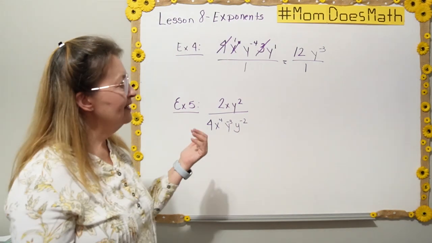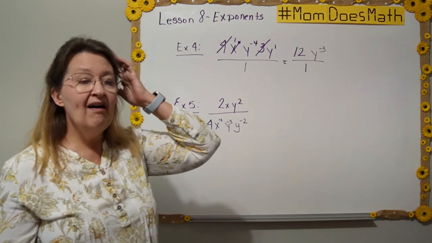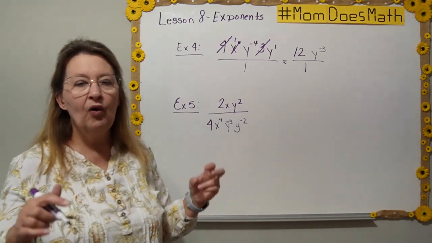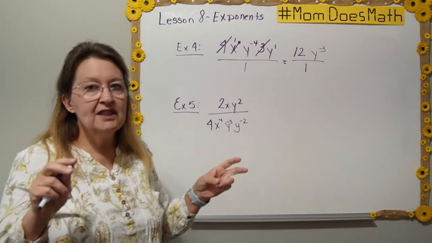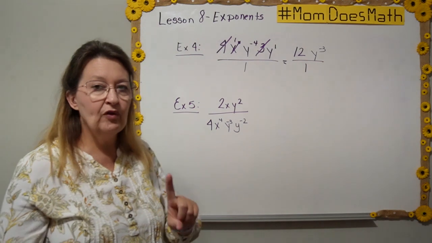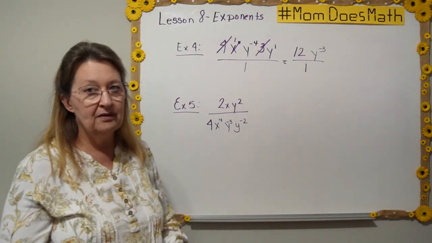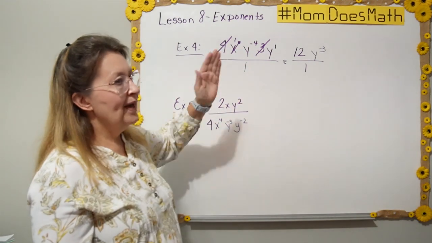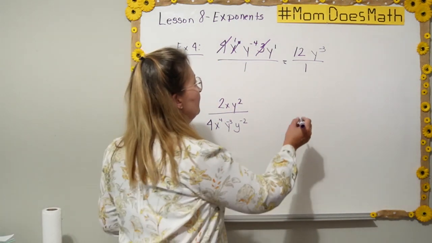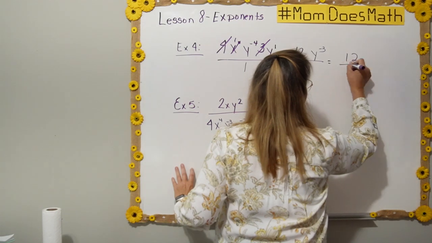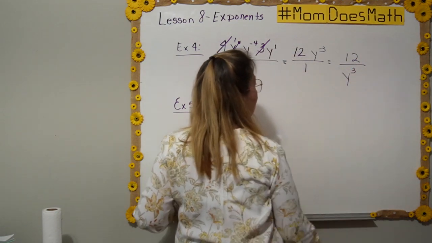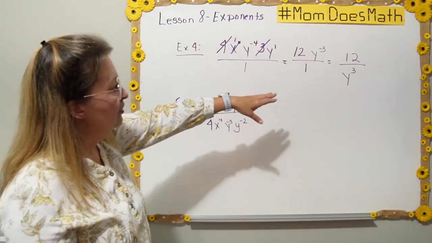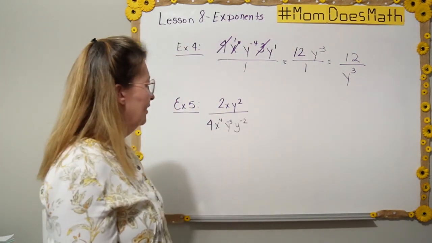Now, how do I make that exponent positive? Because it's not considered simplest form, and that's where we're going. We want to get everything in what we call simplest form, and simplest form has rules, and one of the rules is no negative exponents. So if I'm told to put this in simplest form, all I need to do is make that exponent positive, and the way you do that is by moving it to the other side of the fraction bar. Wherever it is, it's got to go to the other side, okay? So lowest terms would be 12 over y to the third.